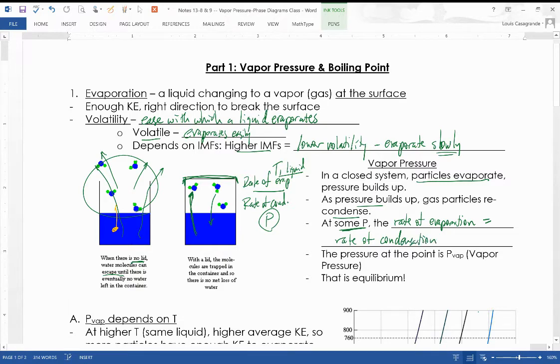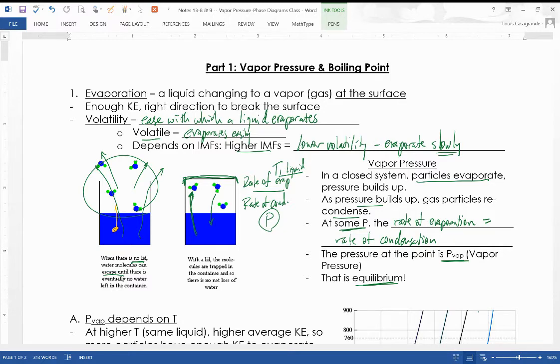This equilibrium, in which the rates of the two opposite processes become equal, is the pressure at which this happens, and it's called the vapor pressure, or sometimes the equilibrium vapor pressure. This is the vapor pressure that we had to subtract off in the eudiometer lab because we did our experiment over water. Anytime you had the water in a closed system, you built up a particular pressure.